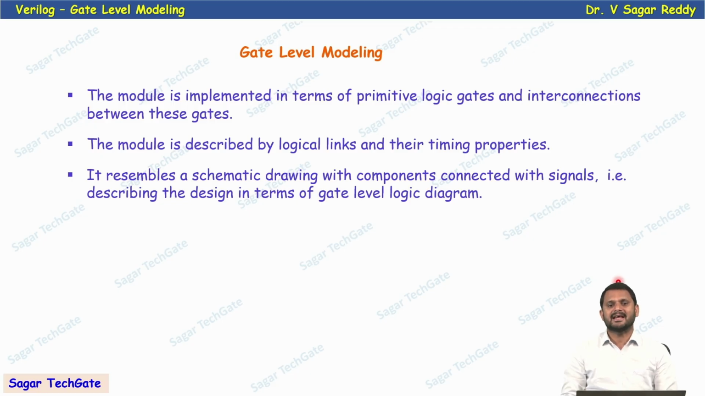So it resembles a schematic diagram with components connected with signals. That means describing the design in terms of a gate level logic diagram. It is the lowest level of abstraction in Verilog. So it looks like simple hardware in terms of gates. We write Verilog code by instantiating these gates and connecting them, and we build a model, a digital circuit.